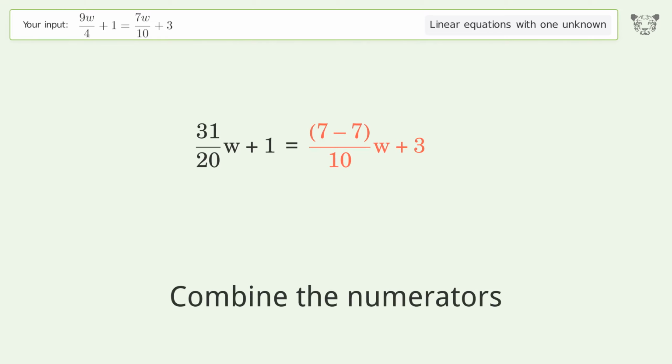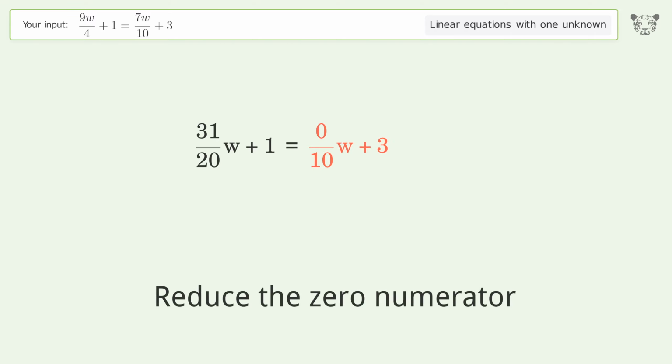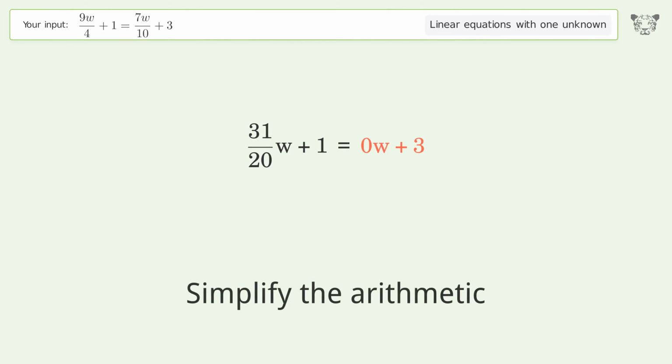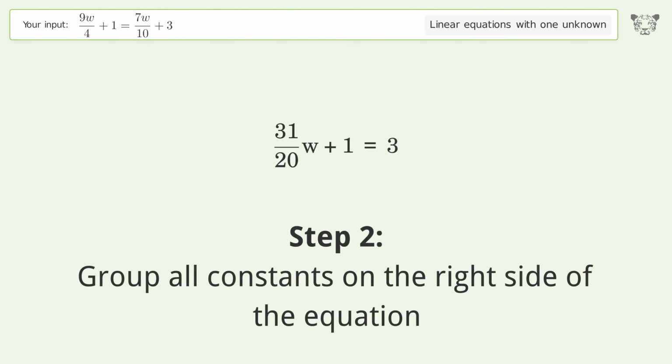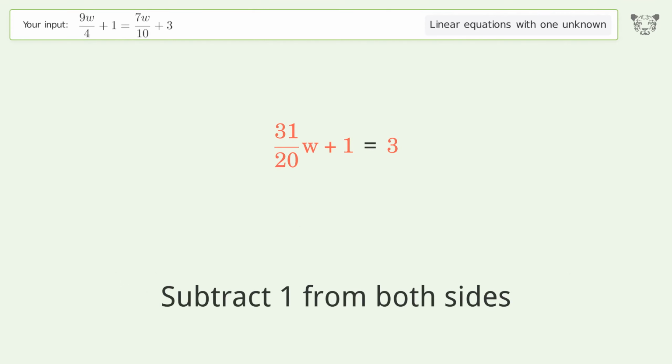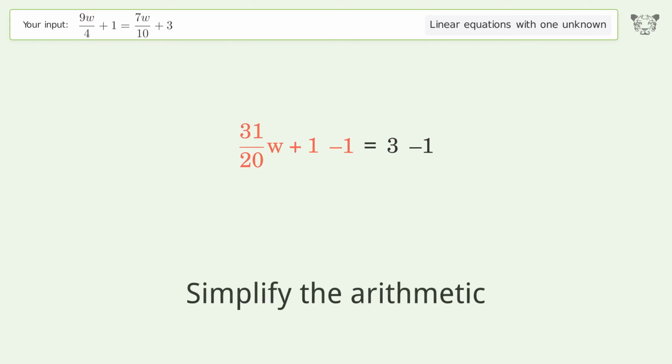Combine the numerators. Reduce the zero numerator. Simplify the arithmetic. Group all constants on the right side of the equation. Subtract 1 from both sides. Simplify the arithmetic.